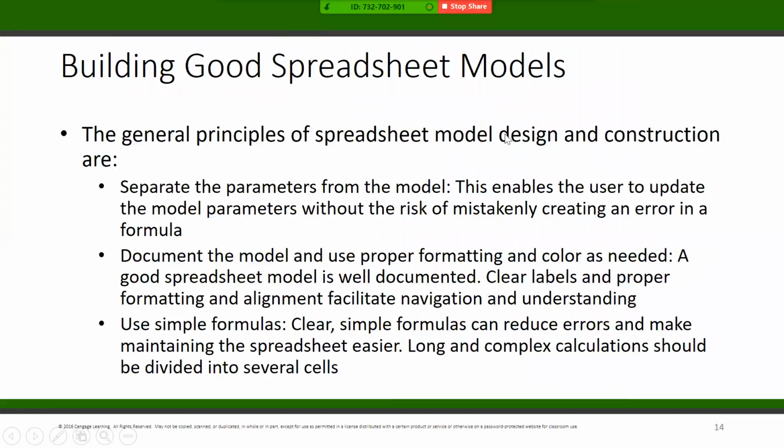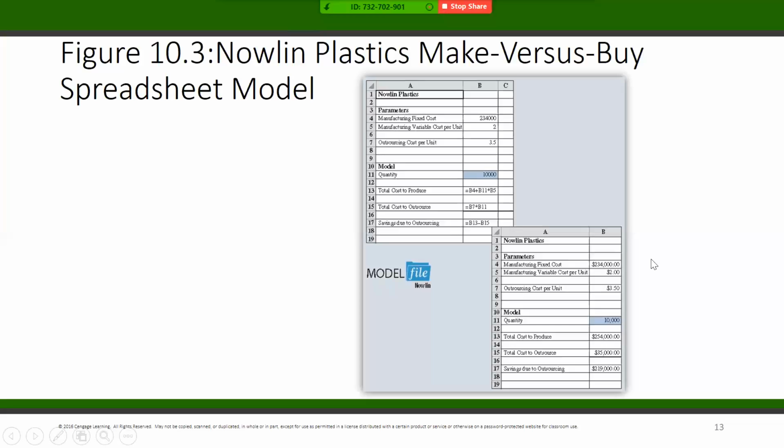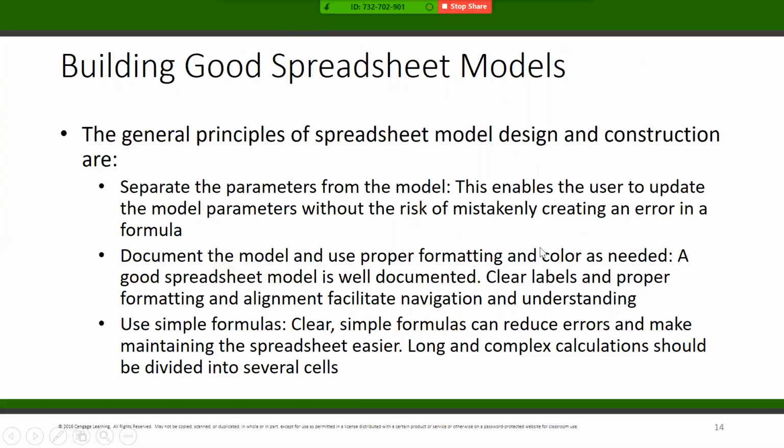The general principles of spreadsheet model design and construction are: we separate the parameters from the model, like we've done before. This enables the user to update the model parameters without the risk of mistakenly creating an error in the formula. Also, document the model and use proper formatting and color as needed. So we highlight this in blue because that's the value we change. We're changing it from the 10,000, maybe next time we put in 30,000 or whatever. We highlight things that we're going to be changing.